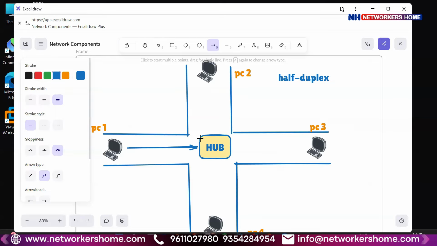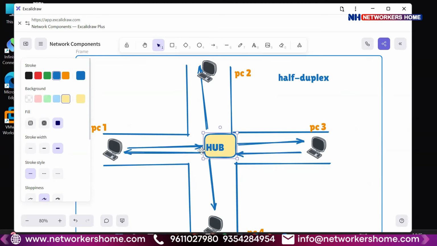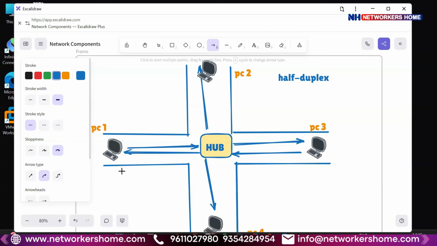Meaning, PC1 is sending the information to the hub, right? This hub, what will he do? Initially he will do the broadcast. Okay, he will ask who is PC3. Is this PC3? He will drop it. Is this PC3? He will drop it. Is this PC3? Yes. So he will reply back to PC1.